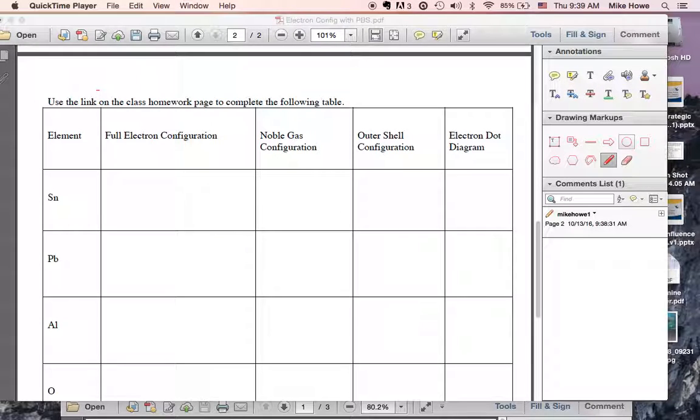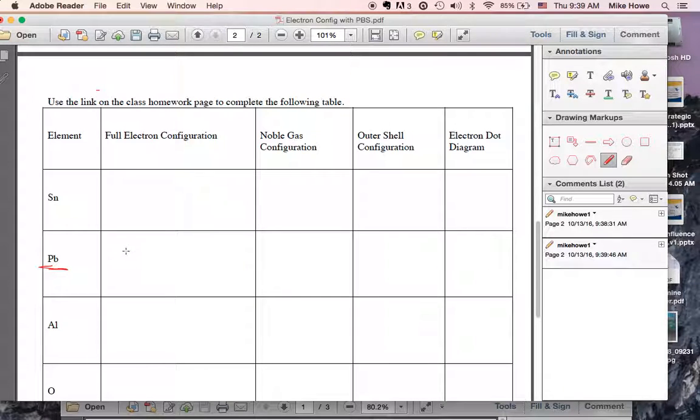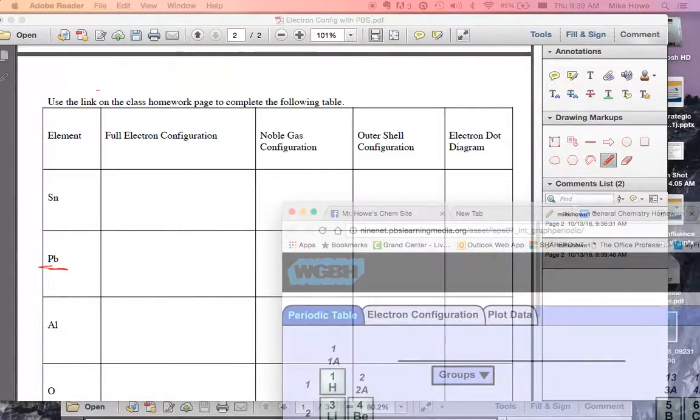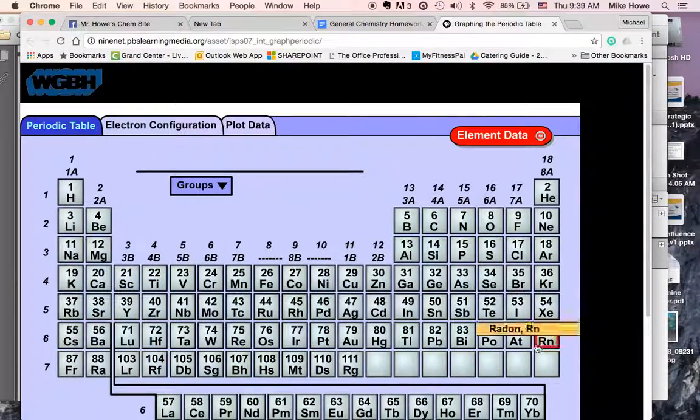I thought I might make a little video to help you with this just in case you need it. So we're going to take a look at lead, and if you need to know how to write the electron configuration for lead, of course you need to know how many electrons are in lead. So I'm going to reach out here and grab a periodic table, pull it in. Here's lead. It's number 82 on the periodic table.